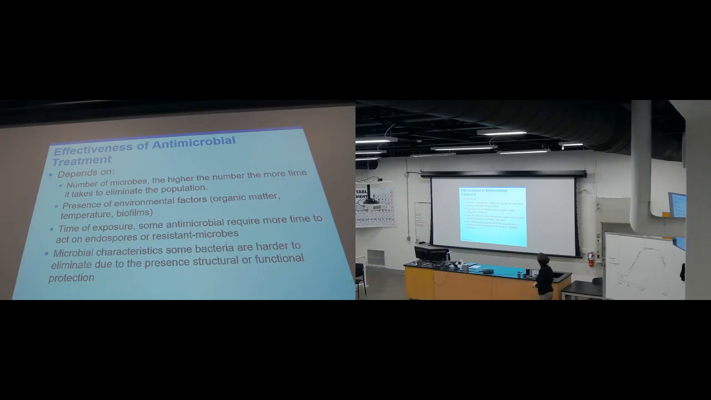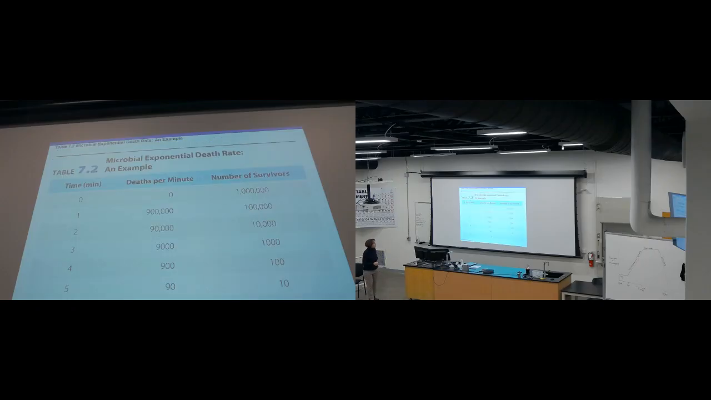Okay, so efficacy of antimicrobial depends on how many microbes you had in the beginning. The higher the number of microbes, the greater the time it will take for elimination. So now let's go back to here. Let's say that instead of 1 million microbes, you had 100 million. So then you have to multiply everything here by 100.